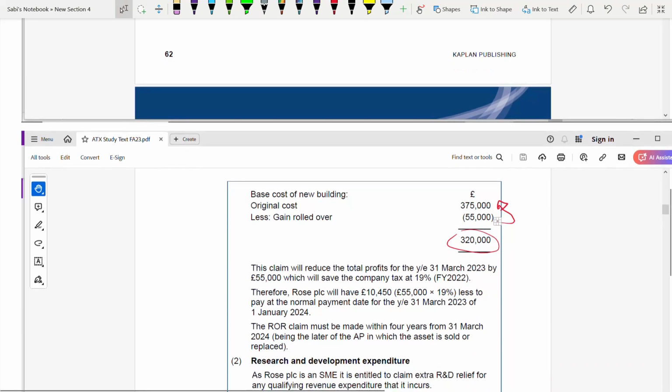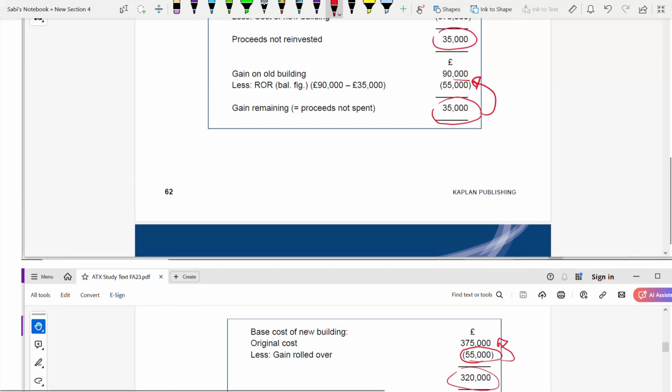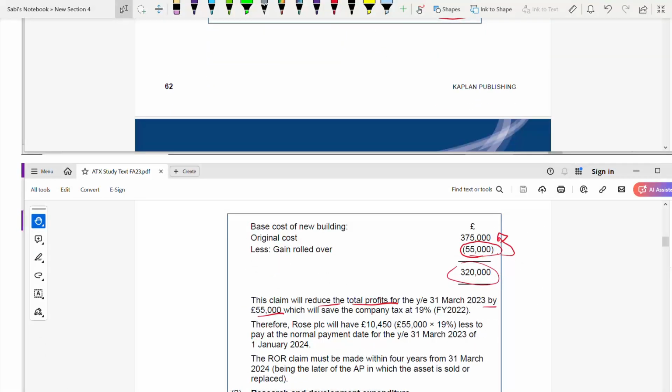Okay. So now what happens? Some will be deferred, that means some will not be taxed, that means they can save some tax, right? So this claim will reduce the total profit. It will reduce the total profit by how much? 55,000. You see, rollover relief 55. It will reduce the profit. That means they can save company tax at 19%. We'll see why.